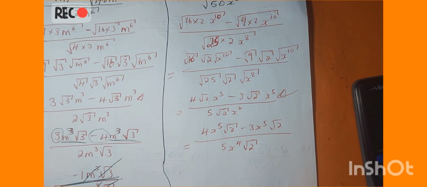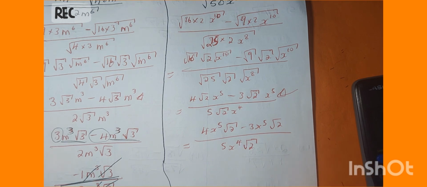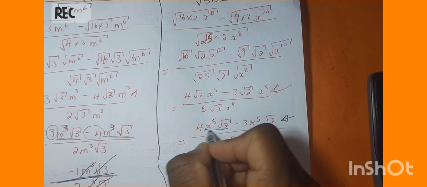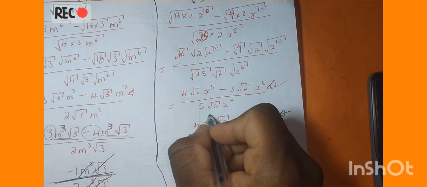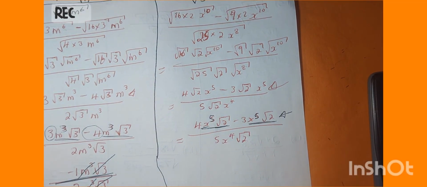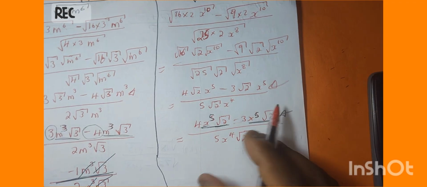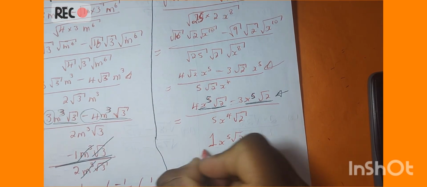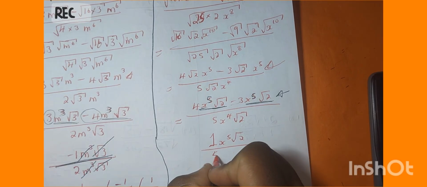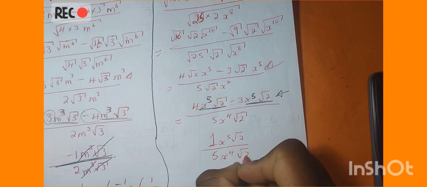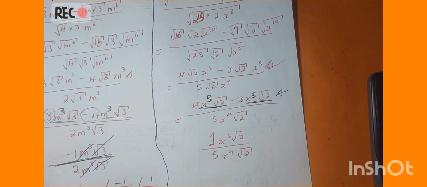This is what I can do now. I can collect this as like terms, because all the bases are the same and the exponents are the same. It's 4 minus 3, which is 1x5 squared 2, divided by 5x5 and this 2. Here, guys, you should be careful.